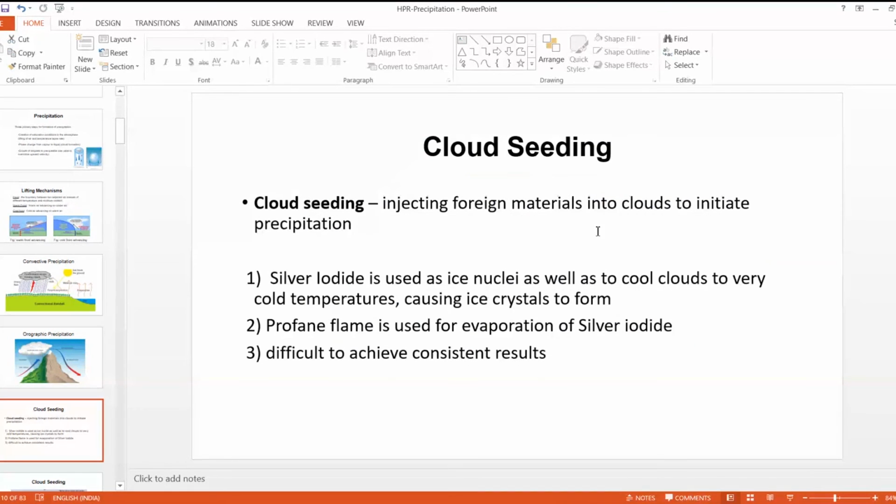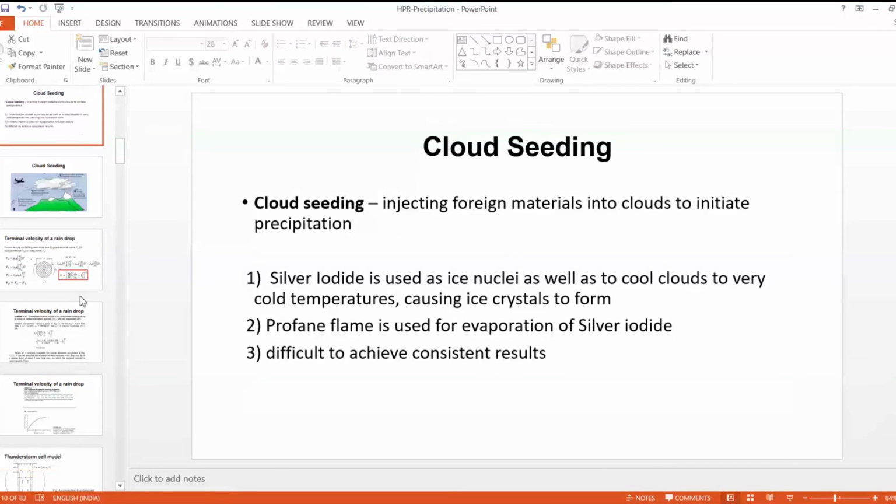So this is for artificial rainfall. We use cloud seeding. For that, we use silver iodide, which is sprayed on the clouds, and because the silver iodide is very cold, immediately the water in the cloud condenses and forms ice crystals.